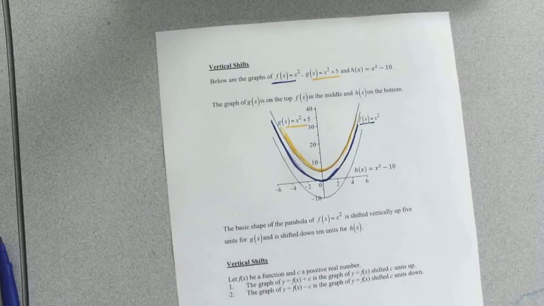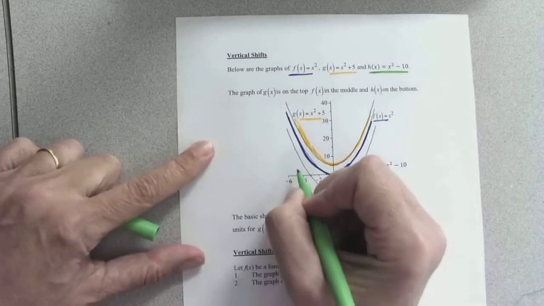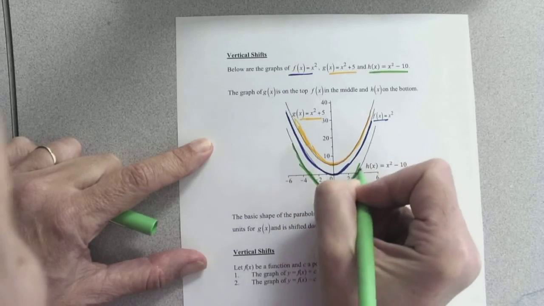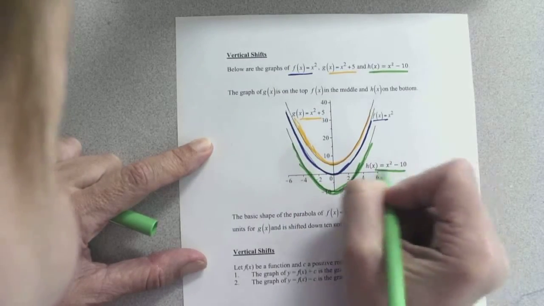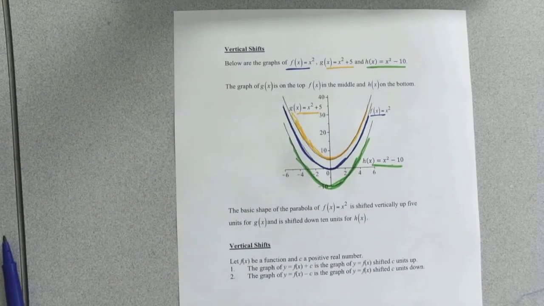And notice that the graph is that same basic shape, but shifted up 5 units. That's what the plus 5 on the end did. And the x squared minus 10, we'll do that in green. Down here. And notice all it did was drop that basic parabola shape down 10 units. That was the effect of the minus 10. And so what we're seeing demonstrated here are vertical shifts.